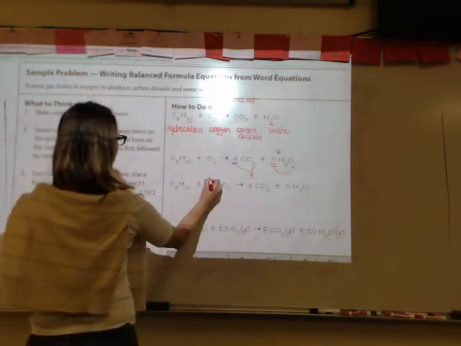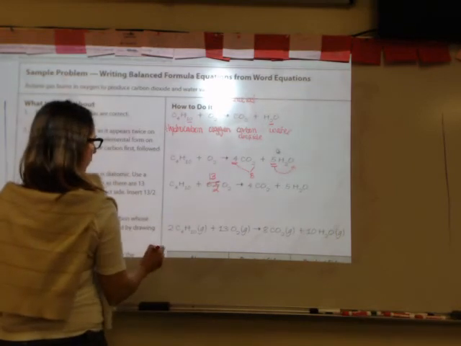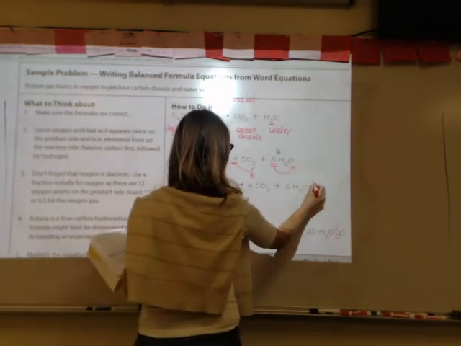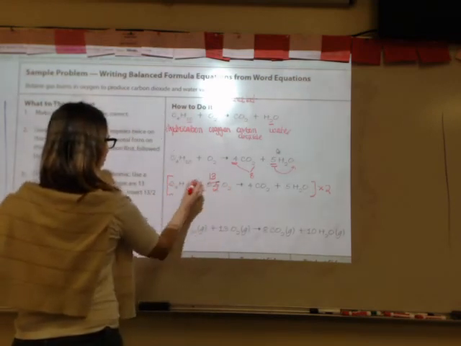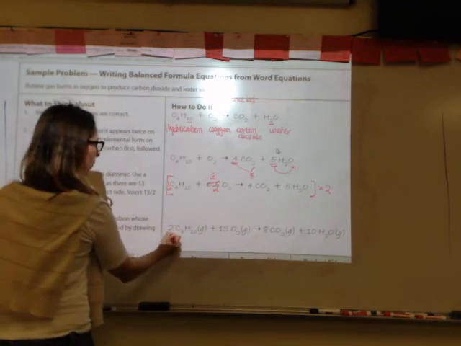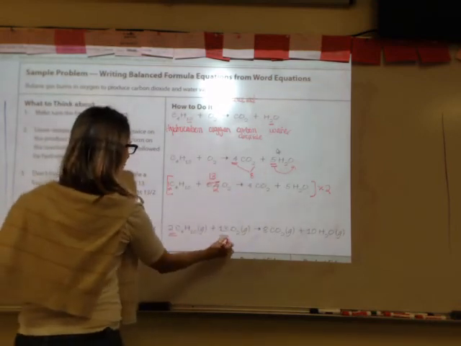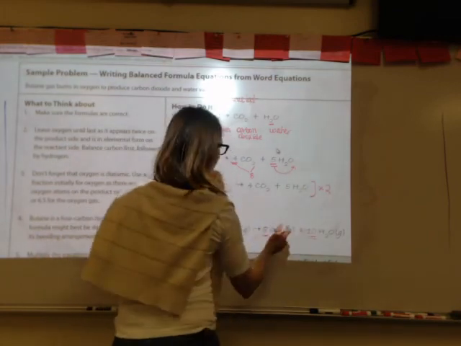So put the 13 in front of the O2 and put it over 2, because you need to multiply the entire equation by 2 to get rid of that fraction. So 2 times this 1 in front of C4H10 would give you 2. 2 times 13 halves would be 13. 2 times 4 would be 8. 2 times 5 would be 10.